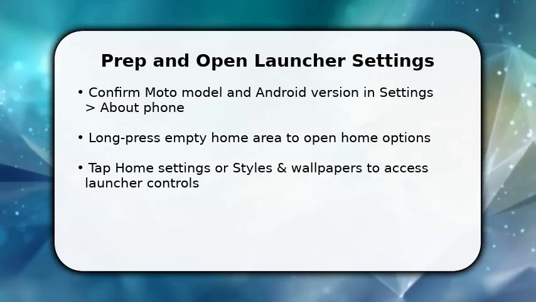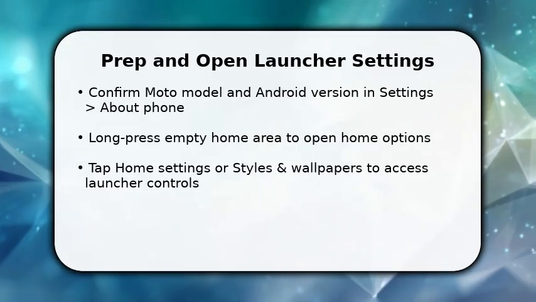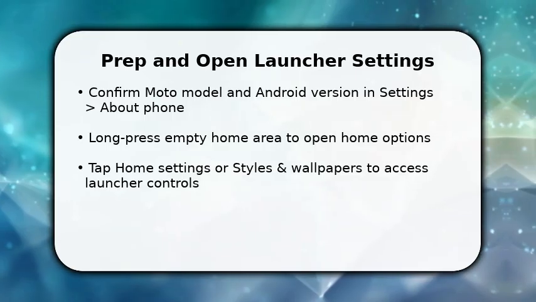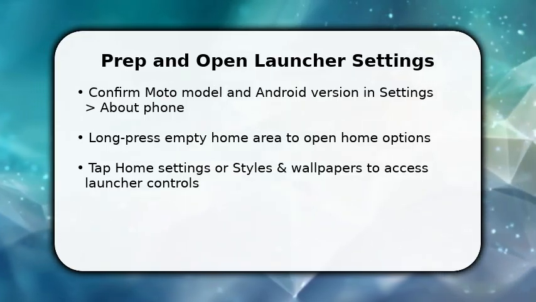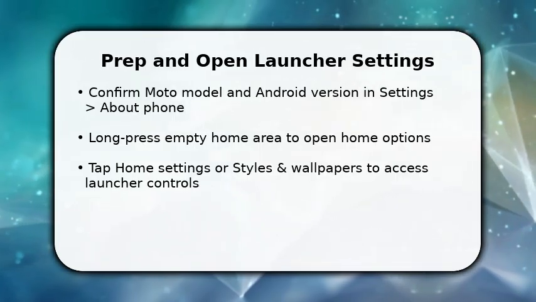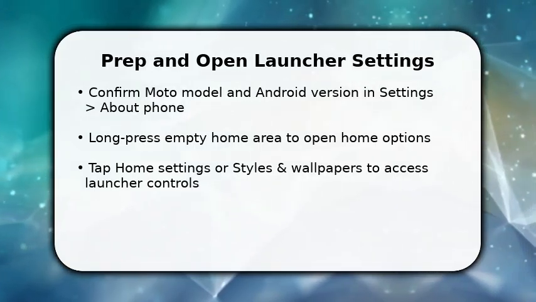You start by checking your Moto model and Android version so you know which launcher options appear. Once done, long press an empty area on the home screen. This opens the launcher menu. Make sure to tap Home Settings or Styles and Wallpapers. Some Motorola builds hide controls under wallpapers.